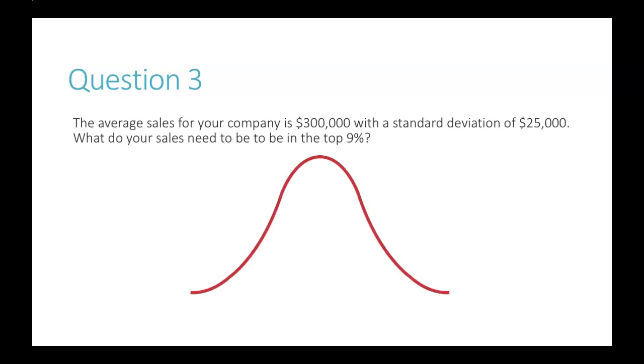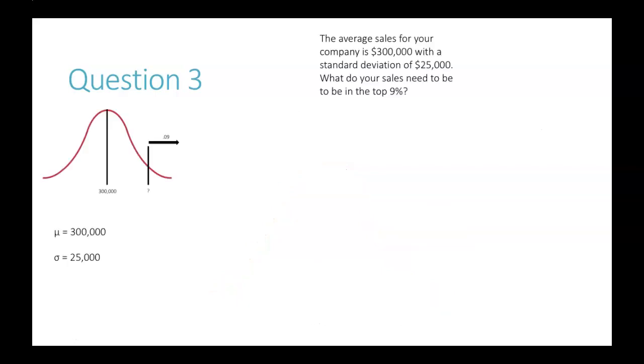So let's talk about what we have here. Our mean is 300,000, and we want to know what our sales need to be in order to be in the top 9%. So that means that the area to the right in that tail has to be 0.09. Well, how are we going to figure that out? Well, we have a mu of 300,000. We have a sigma of 25,000. And we have that 0.09 area. We can use a z-score formula to our advantage here.